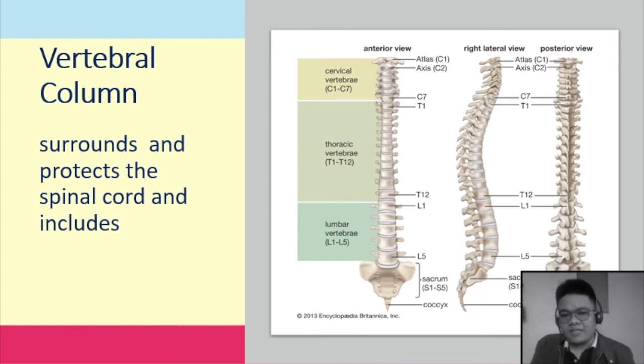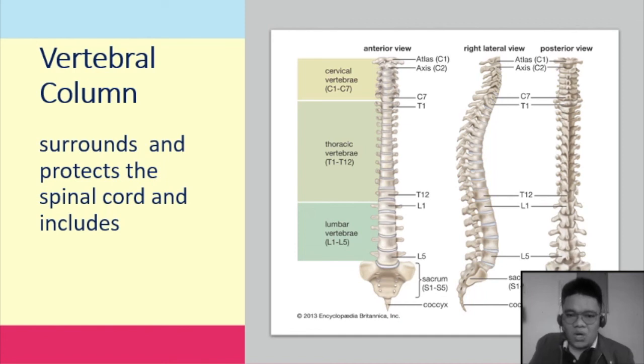Now, class, if you would look at it, your cervical vertebrae is composed of 7 bones. Your thoracic vertebrae is composed of 12 bones. Your lumbar vertebrae is composed of 5. And then your sacral is a fusion of 5 bones.